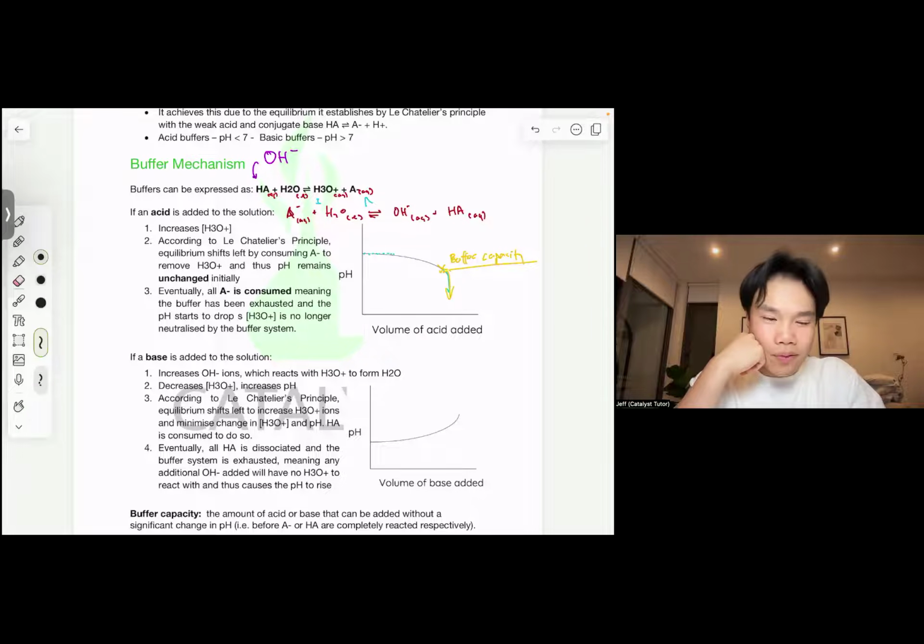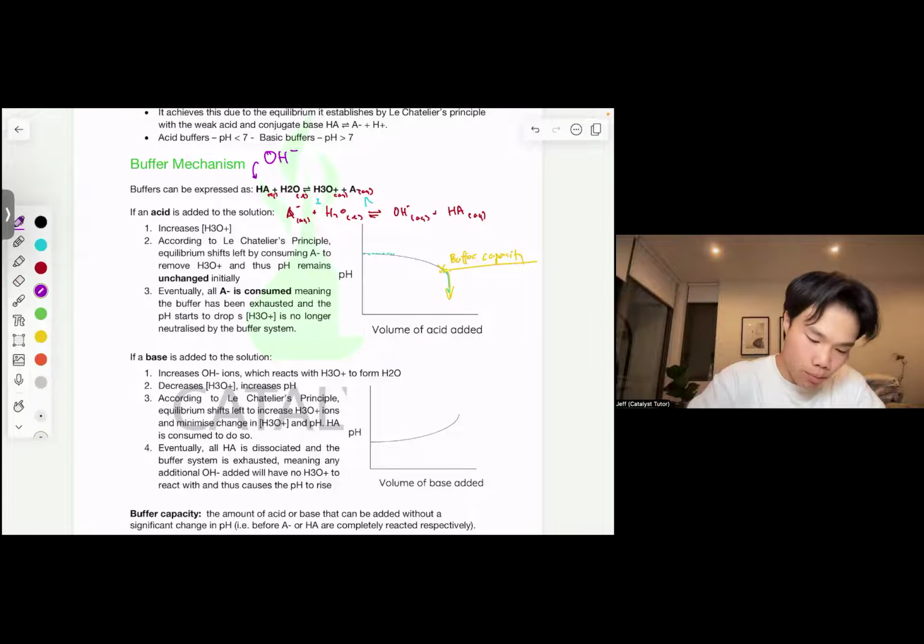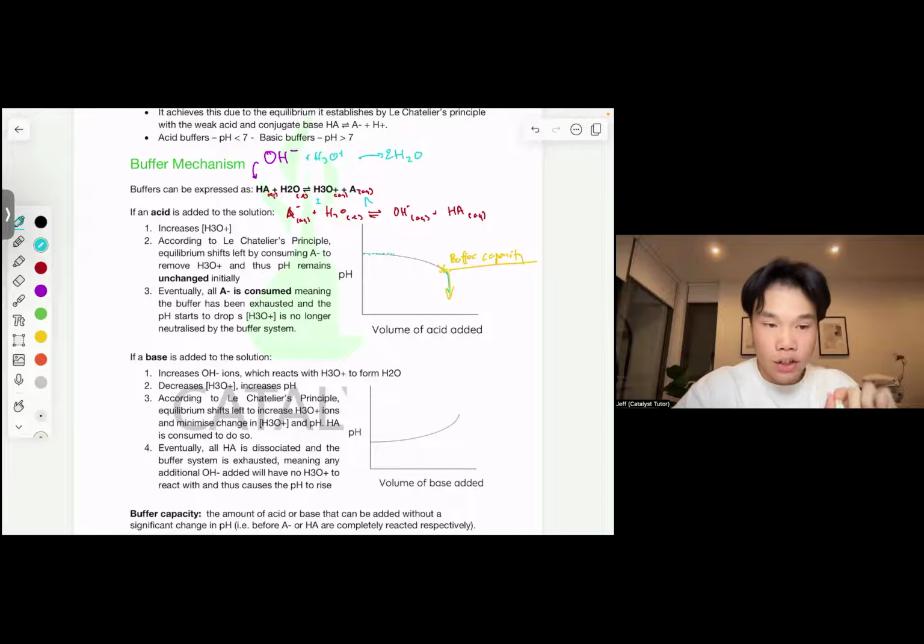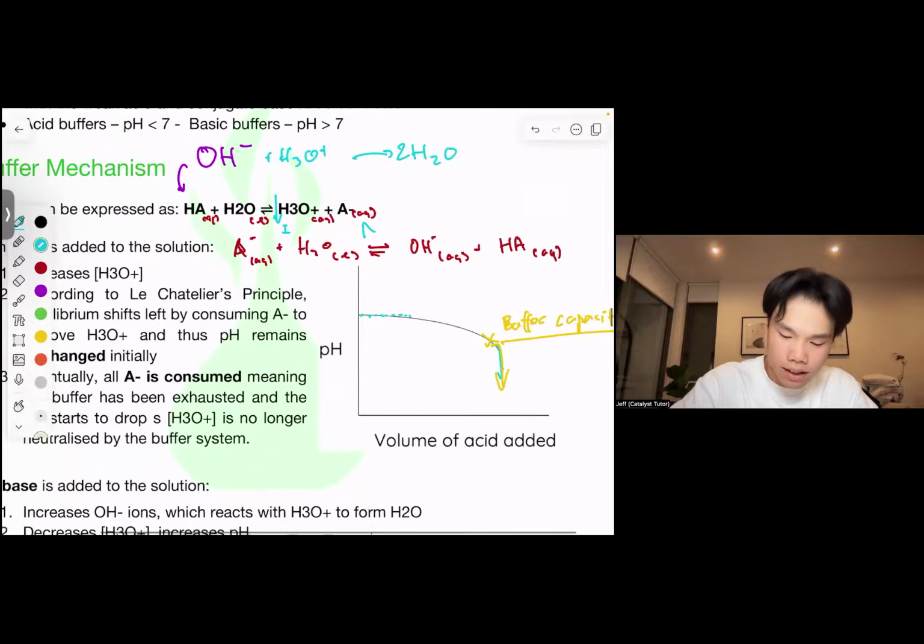Okay. So OH minus is going to react with the H3O plus, forming us some H2O, in fact, two of them. And so the addition of OH minus will decrease how much H3O plus we have. The system will therefore shift right.